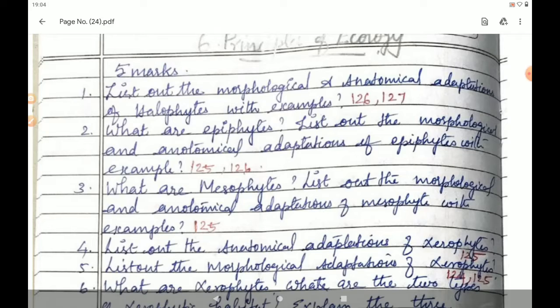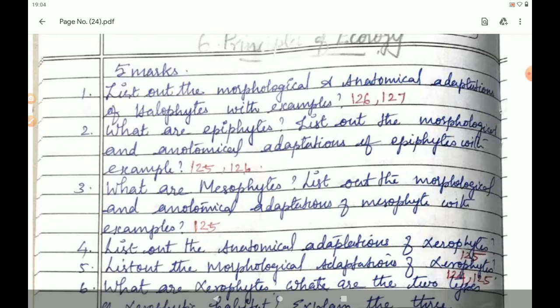126 and 127. In page number 126, under the heading on the right side of the page, morphological adaptation, there are 6 points given. First about habit of the halophyte. The next, pneumatophores. What are pneumatophores? Then third one, presence of cuticle. Fourth one about leaves. Leaves are thick. And viviparous mode of seed germination.